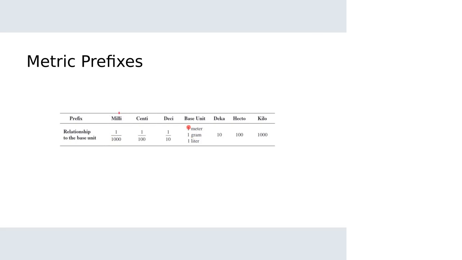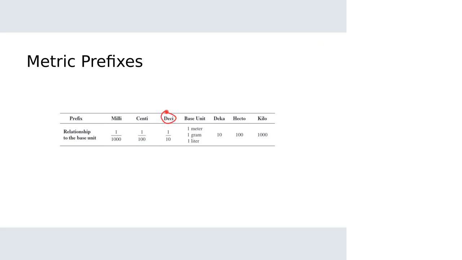Most commonly with meters, we'll use centi. We'll see centimeters. A centimeter is 1/100th of a meter. So it would take 100 centimeters to make 1 meter. We don't see centiliter or centigram very often. Really, centi is primarily used with meter.